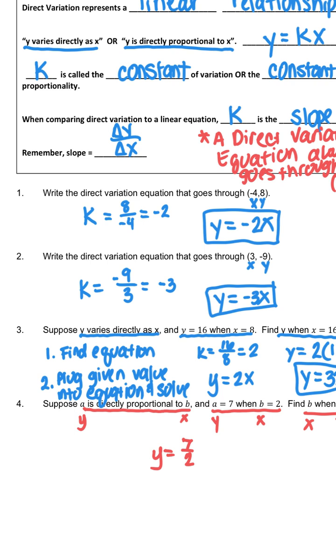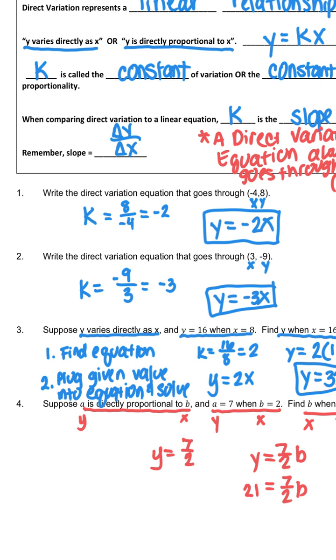And let's go ahead and put that in the equation. Y equals 7 over 2 b, instead of x, we're going to use a b. And let's plug in what we're given. We are given a y equal to 21 equals 7 over 2 b. And we need to find b. That's what our question is asking. Find b when a is 21.